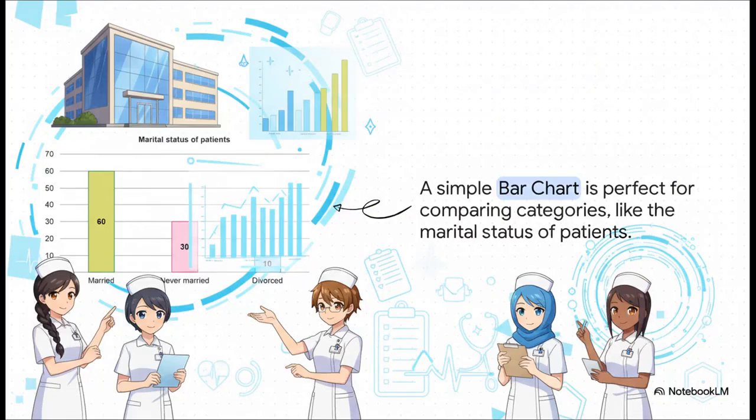And here's a perfect example of one of the most common types, the bar chart. It's super simple. It just uses the length of the bars to compare different groups. I mean, look at this one.